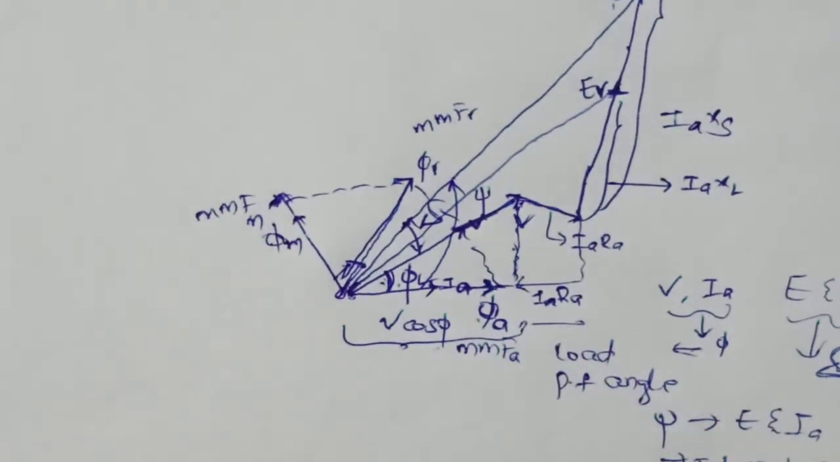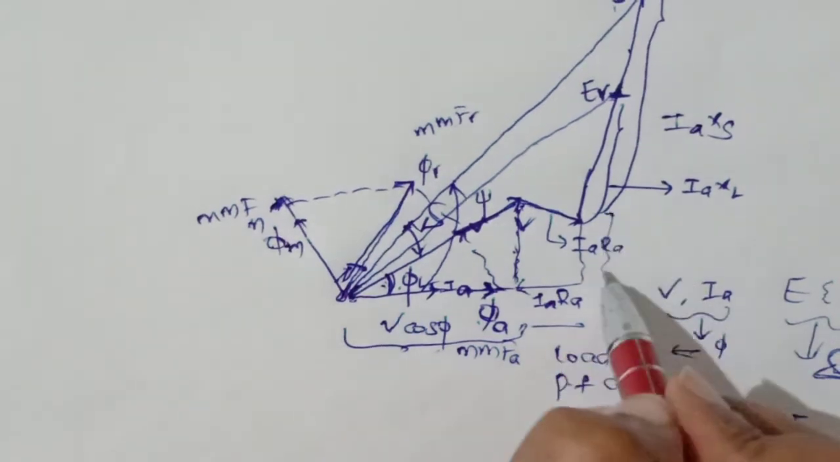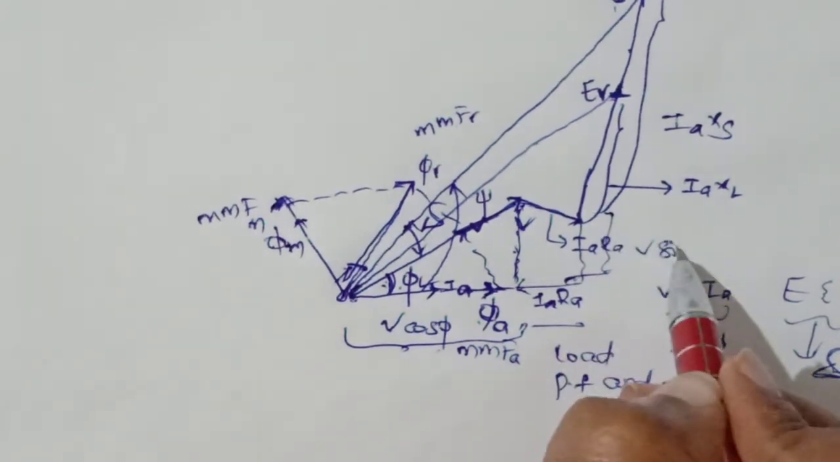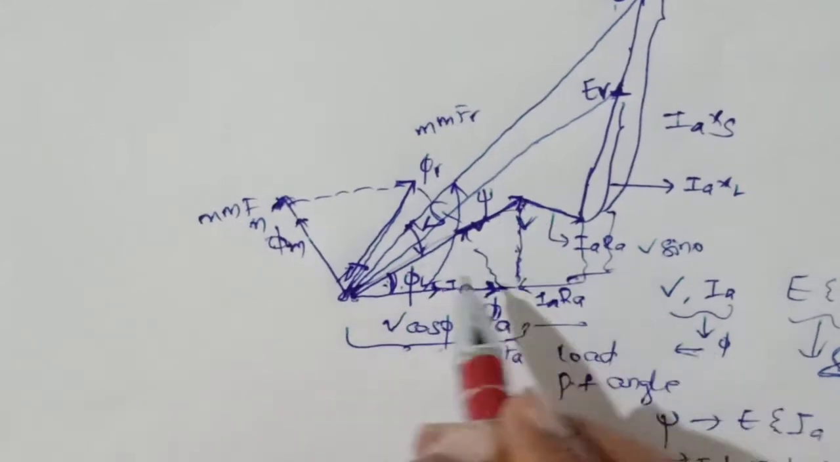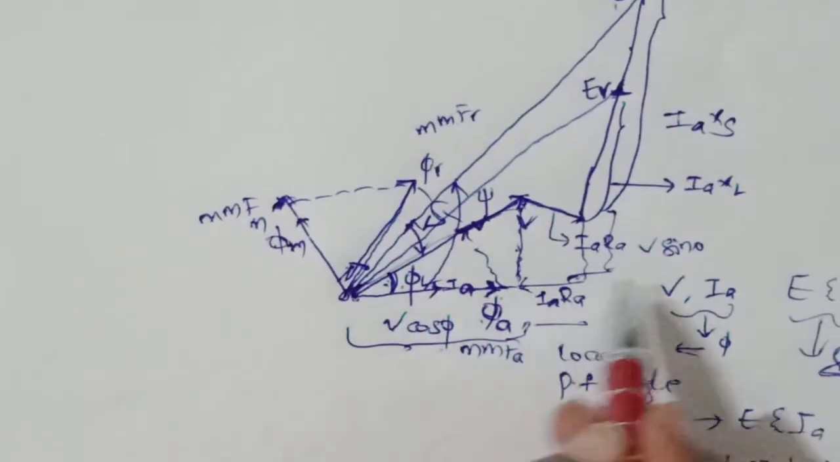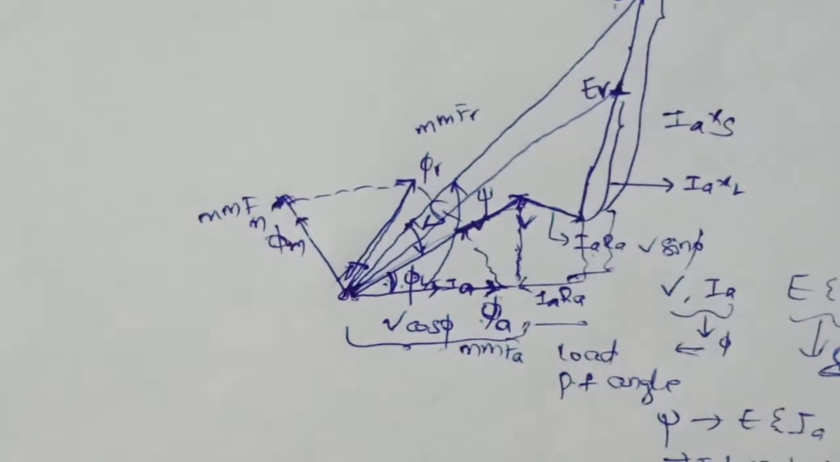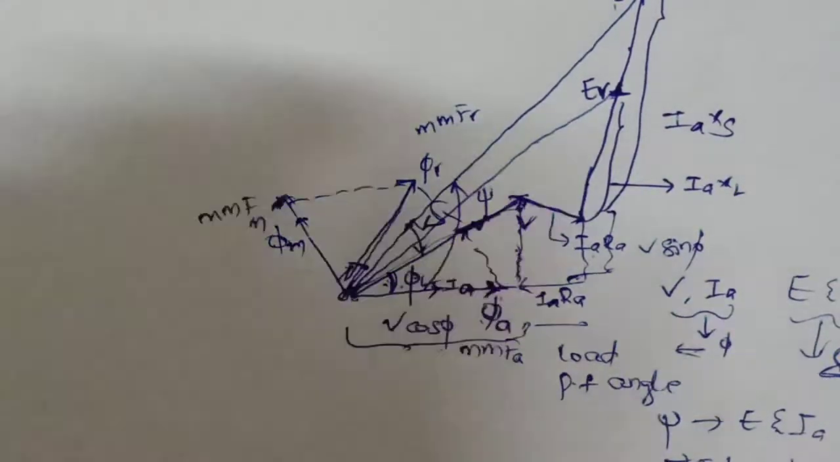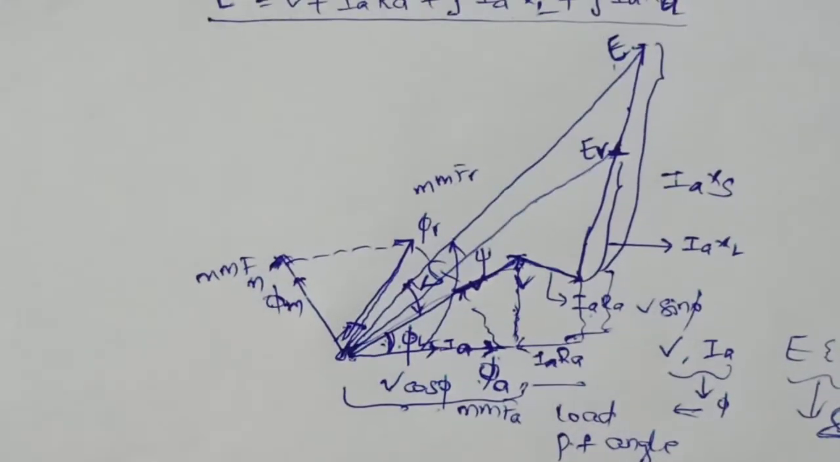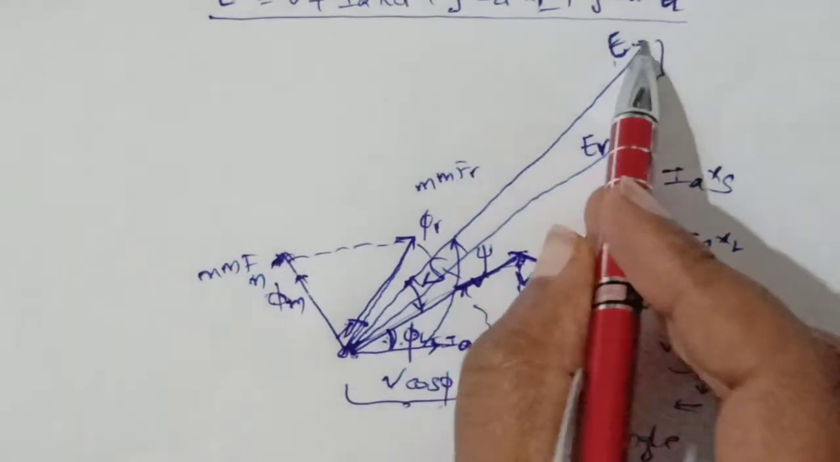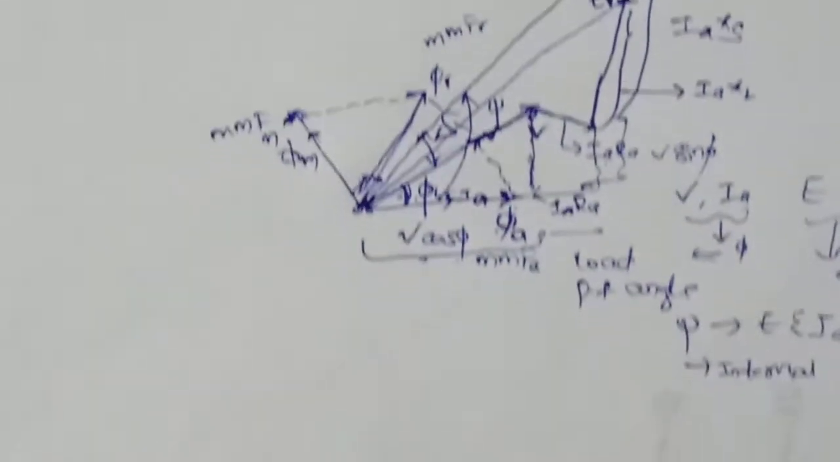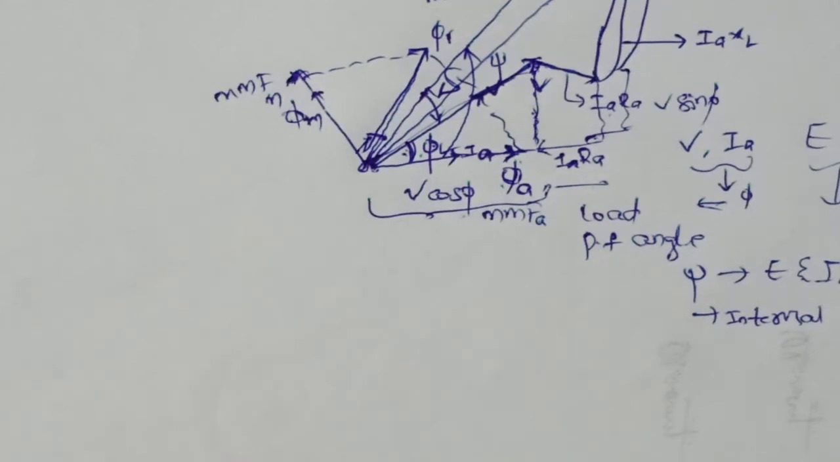Next, what will be this length then? V sin phi, right? In this triangle, this is V, this is V cos phi plus I_a R_a. Definitely this opposite side will be V sin phi. If I want to write the total E vector, how can I write it?